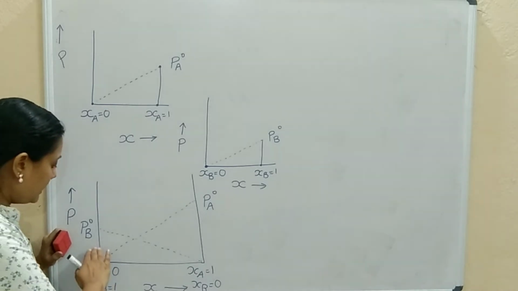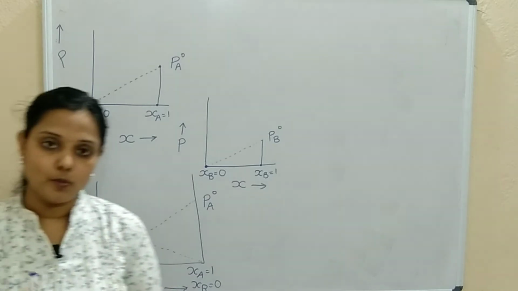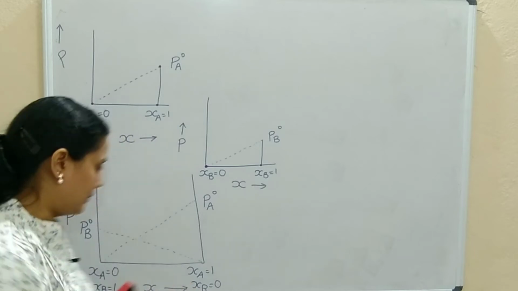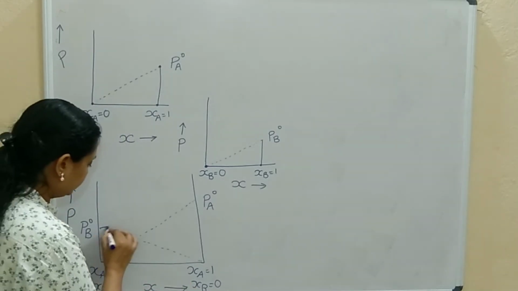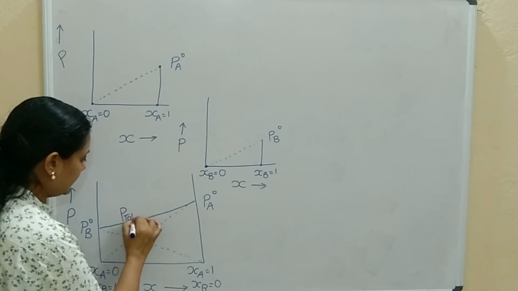Correct? And PB degree should be a little below PA degree because we have assumed that the vapor pressure of B component is less than A component. Just join it. So what will it give? This is giving P total.